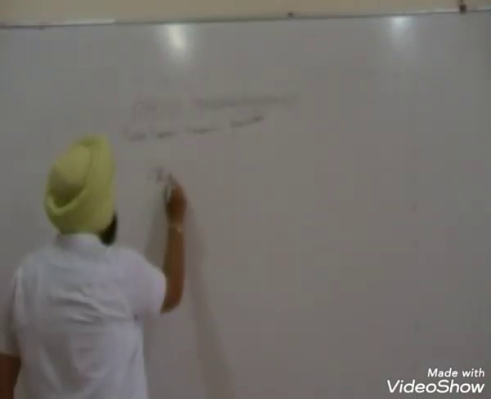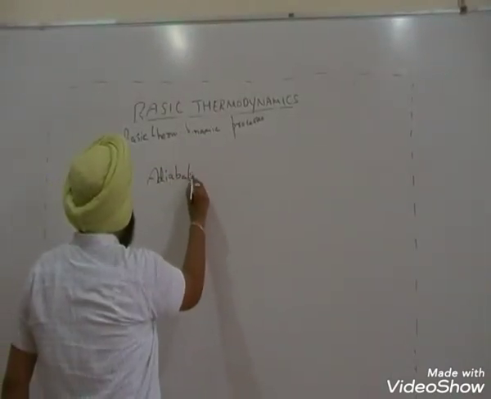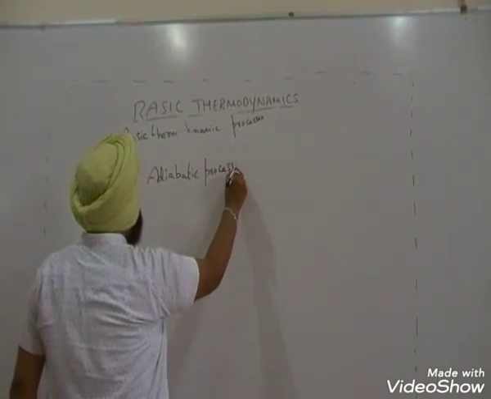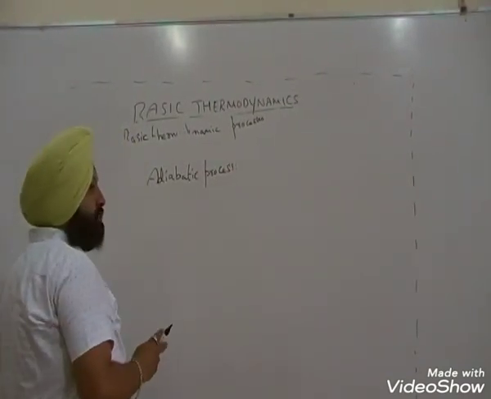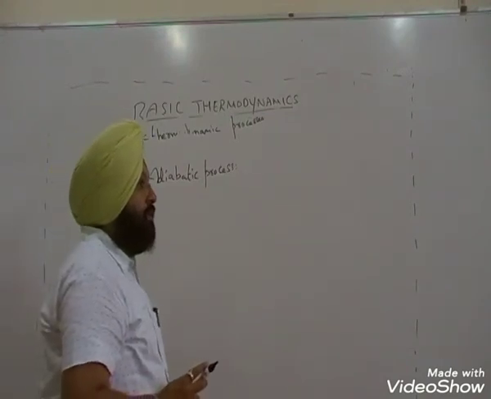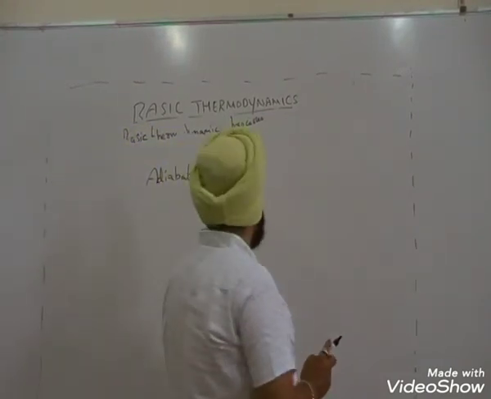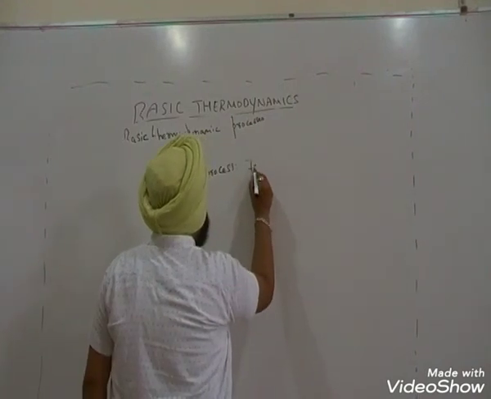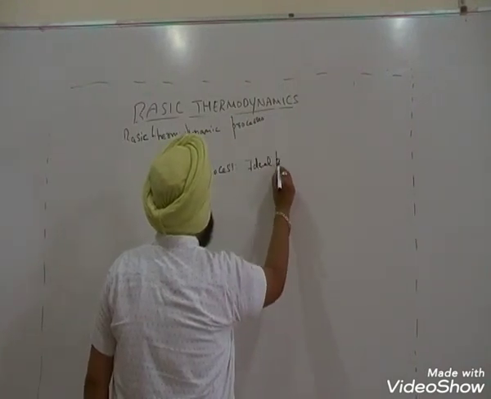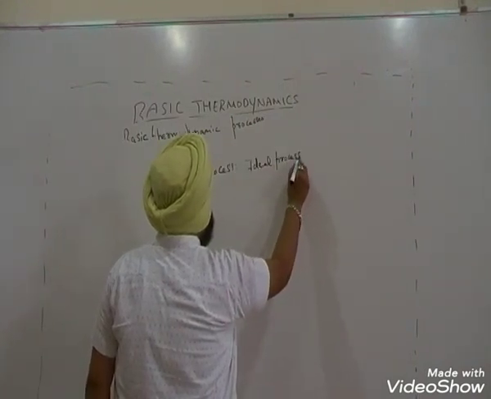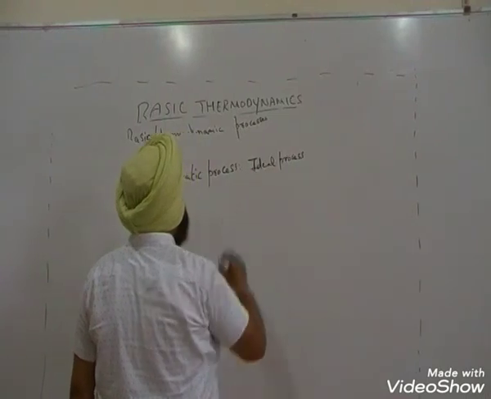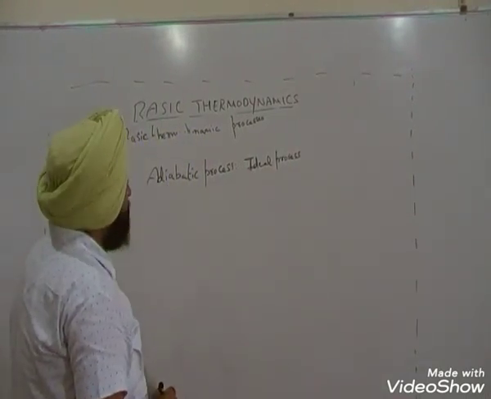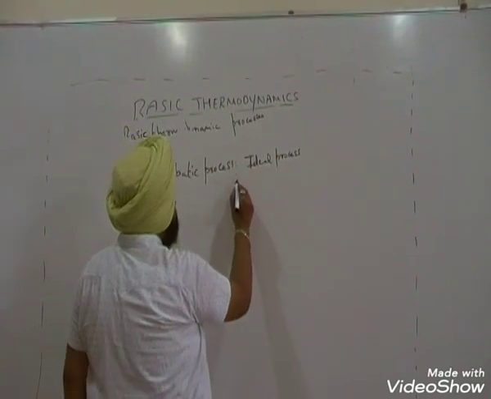In case of adiabatic process, no heat is transferred. In case of adiabatic process, no heat transfer. This process is an ideal process. It is also known as reversible adiabatic process.